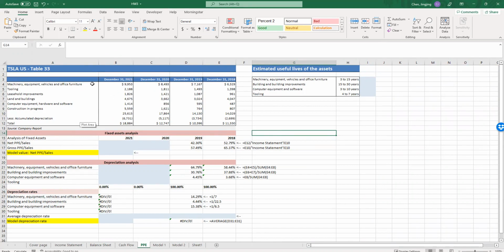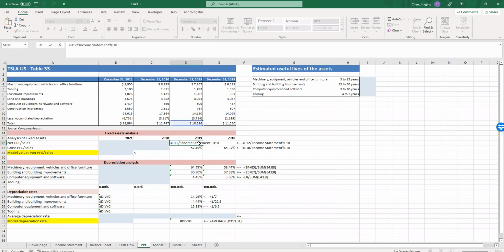Usually in their 10K, you're going to see a small section explaining some details under the fixed asset items. So you're going to see some conventional breakdowns of fixed assets. So here for Tesla, there are machinery, equipment, vehicles, office furniture, tooling, improvements, land and buildings, computer, and construction in progress. So here for our PPE estimates, we can just follow everything here.